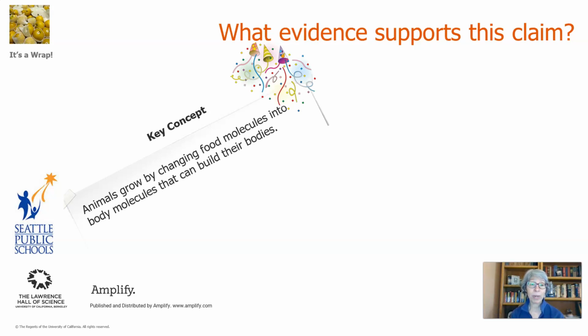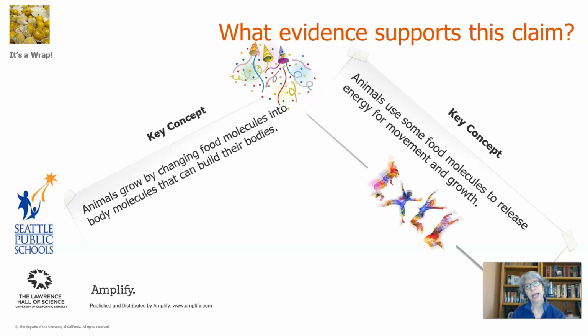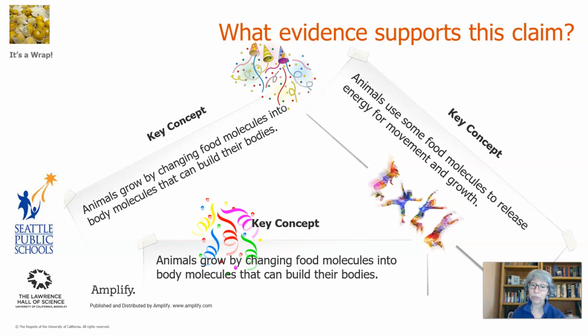Yes, animals grow by changing food molecules into body molecules that can build their bodies. That's a mouthful. What about this one? Animals use some food molecules to release energy for movement and growth. And the answer to our question, how animals grow? Animals grow by changing food molecules into body molecules that can build their bodies.